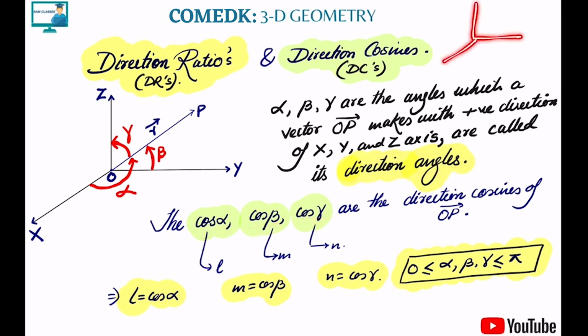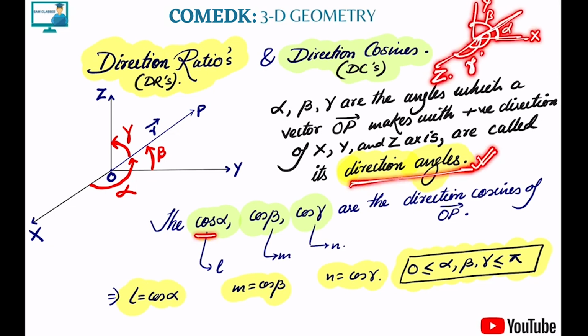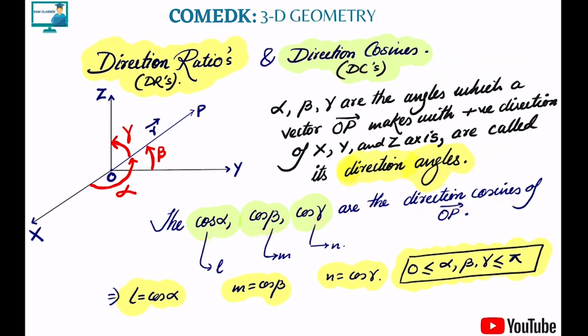What do you need to know? That I have a line segment which is making, let's say, alpha with the positive x-axis, beta with the positive y-axis, and gamma with the positive z-axis. Now these angles are known as direction angles, and the cos of these angles, cos alpha, cos beta, and cos gamma, are known as direction cosines. That's it. So the value of angles lie between 0 to 180 degrees. We all know that. So L we denote by cos alpha, M for cos beta, and N for cos gamma. That's it. Nothing is there in direction cosine.